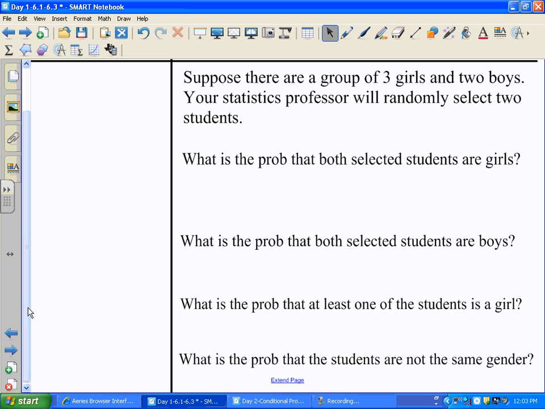The way I envision it, there are 5 people in my magical bucket. 3 of them are girls and 2 of them are boys. What's the probability that both selected students are girls? I look at it this way. We can make a sample space. Probability that both students are girls. What's the probability right now that I reach into that bucket and pull out a girl?